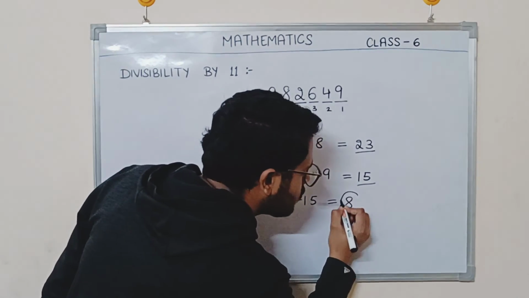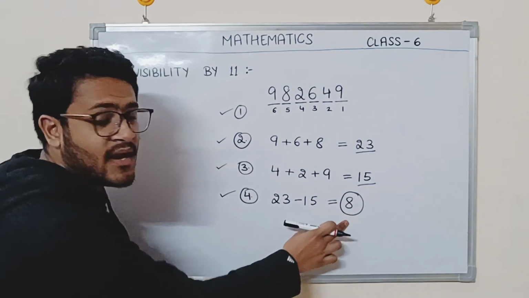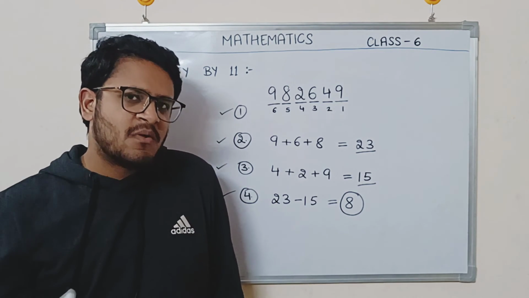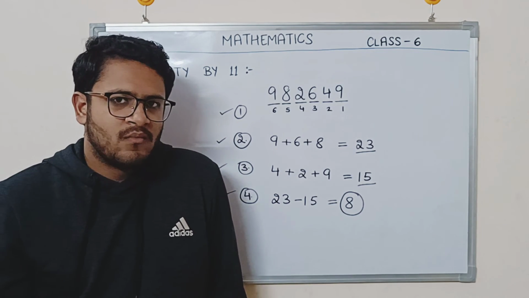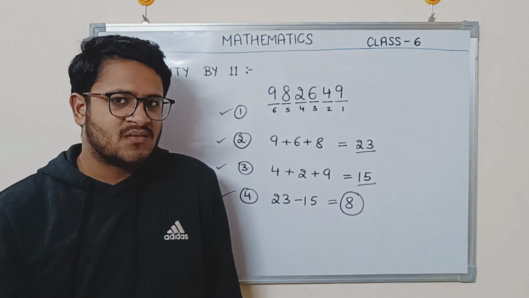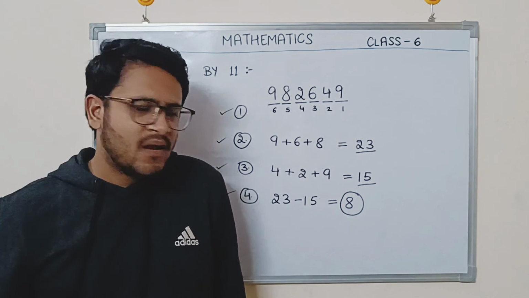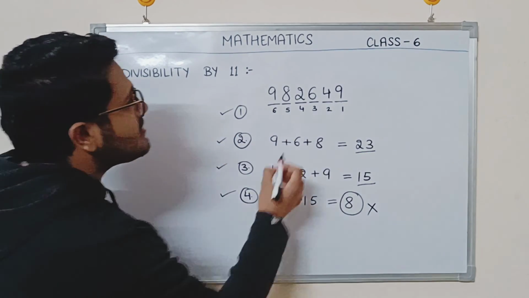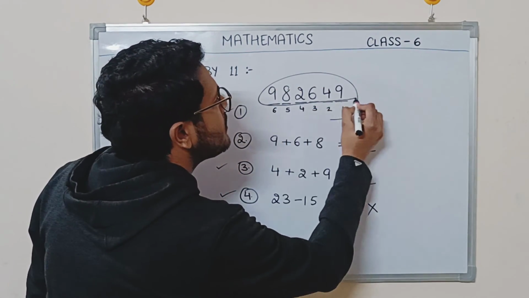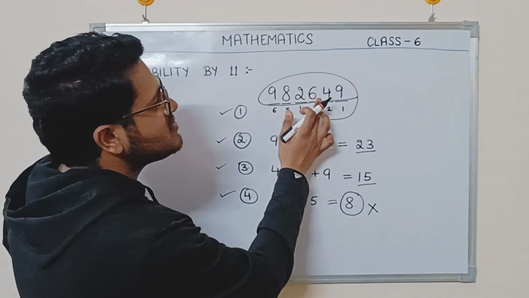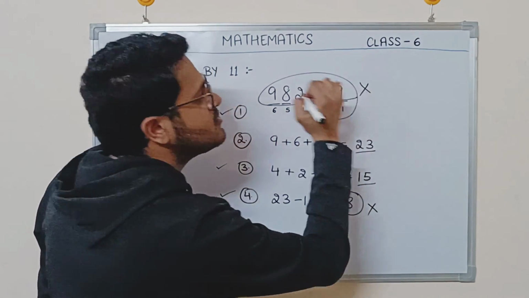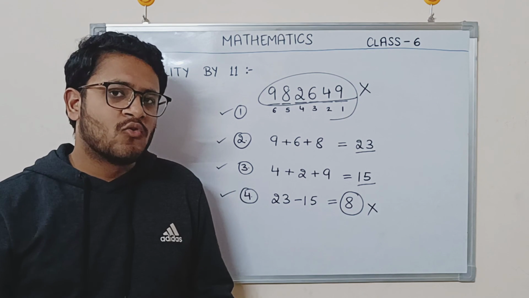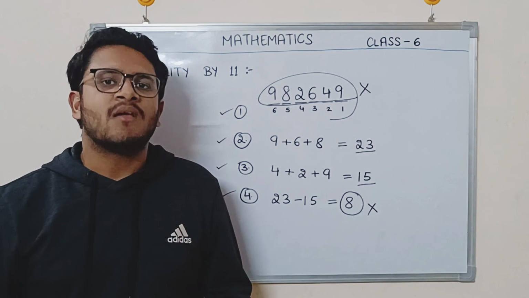Now we have to see the final number that we got, which is 8 in our case. Is 8 divisible by 11? No, because 11 zeros are 0 and 11 ones are 11. So if 8 is not divisible by 11, then this whole number, 982649, is also not divisible by 11. So this way we can do the divisibility test for 11.